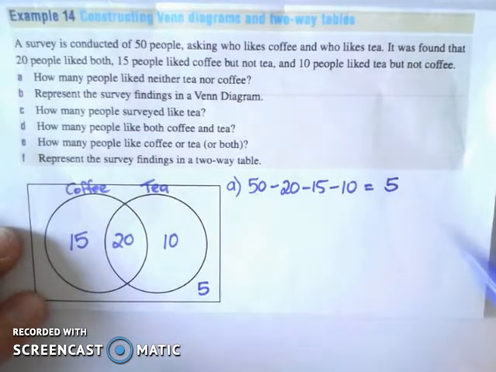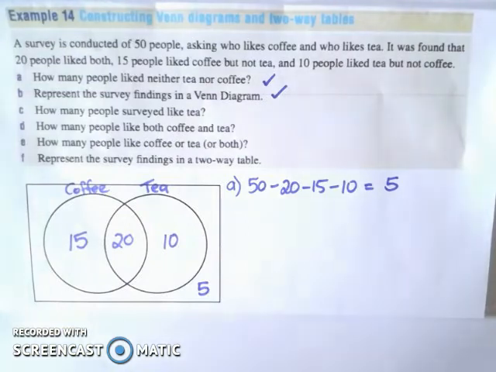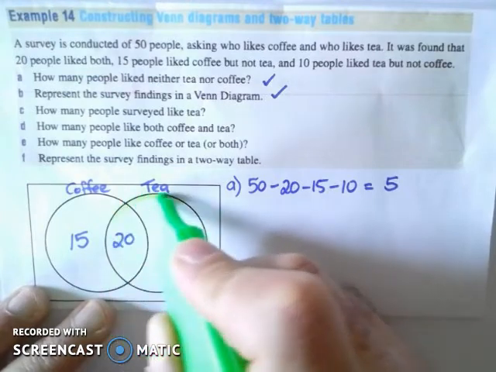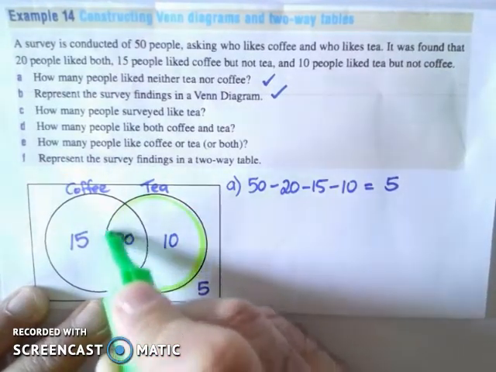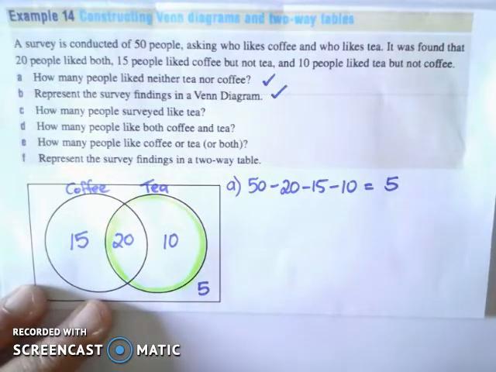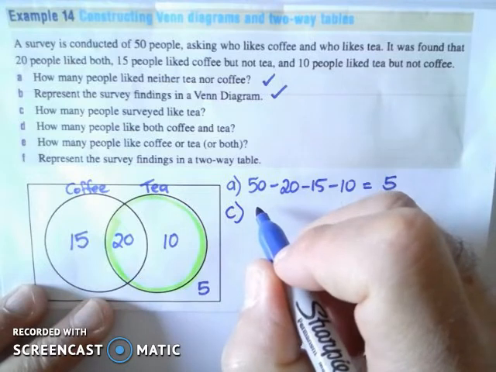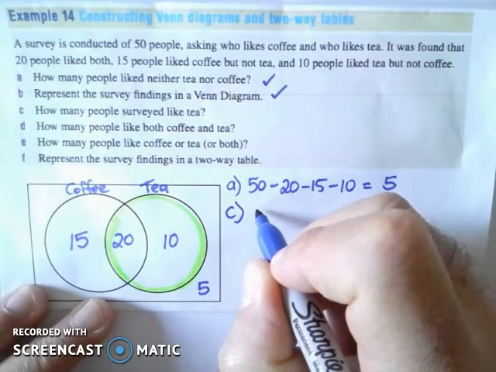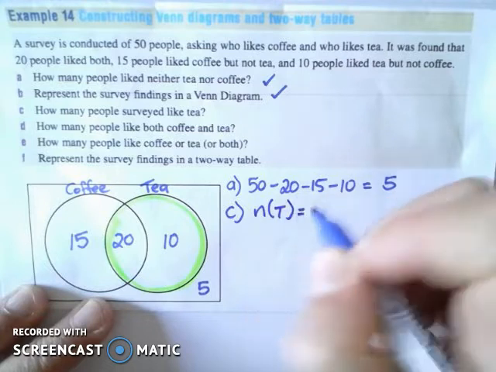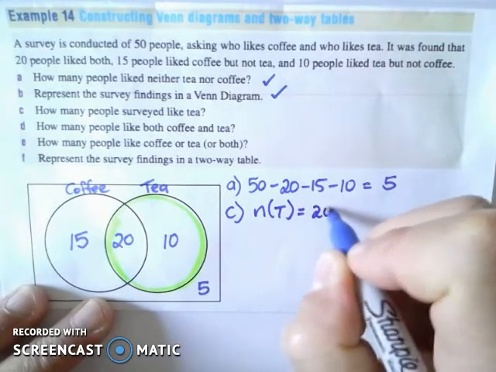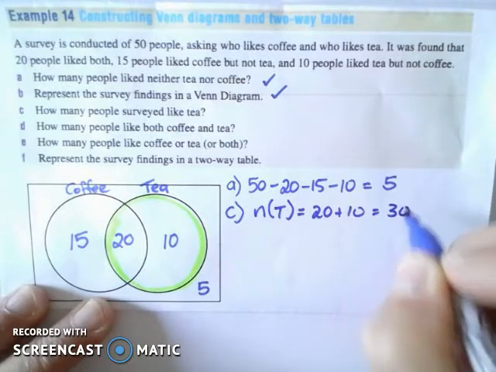Now, I've done A, and B. How many people surveyed liked tea? So to do that, I'm going to look at this. How many people like tea, which means that is the number of people who like tea. So that total number of people liking tea, so that's C. How many people like tea? The number who like tea equals 20 plus 10, and that equals 30 people.